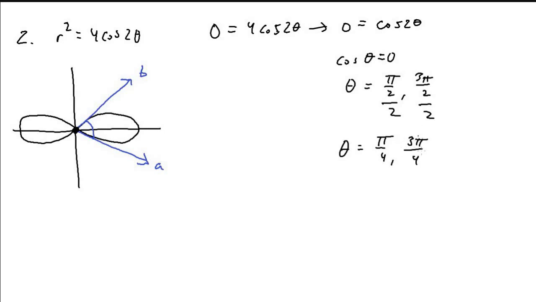So obviously 3 pi over 4 is this angle here. So we don't really need that, but we do need pi over 4 because that is what our B value is. Now, even though my drawing doesn't show it, this graph is symmetrical about both the x and y axis. So if B is pi over 4, then our A is obviously negative pi over 4. So those will be our bounds of integration.